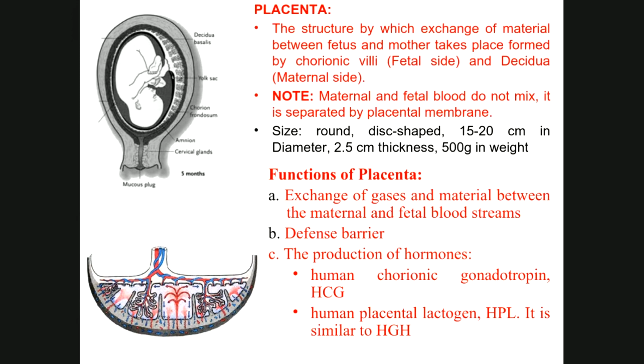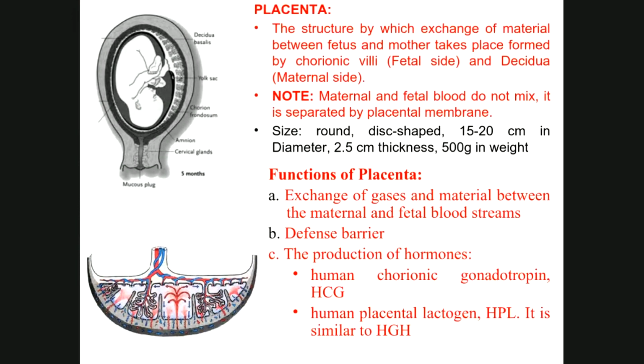So the placenta is what? Ultimately the structure for the exchange between fetus and mother, but the blood does not mix. The fetal side is the chorionic villi and the maternal side is known as decidua. The function is exchange of gases and nutrients, defense, and hormone production. What is the hormone? The most important hormone is human chorionic gonadotropin, HCG. So this is what it is about the placenta.